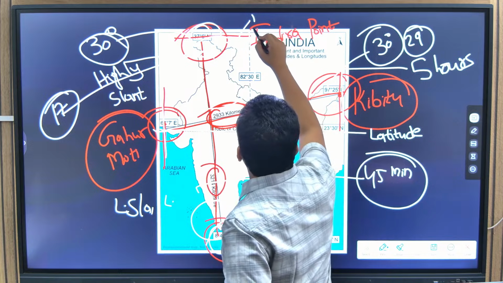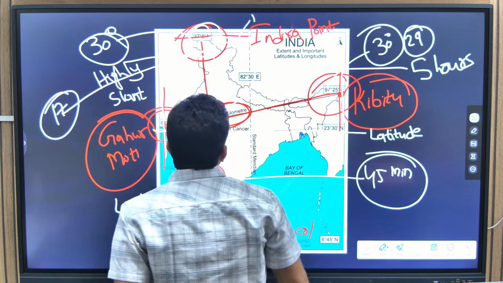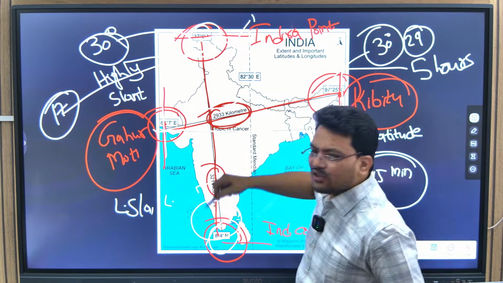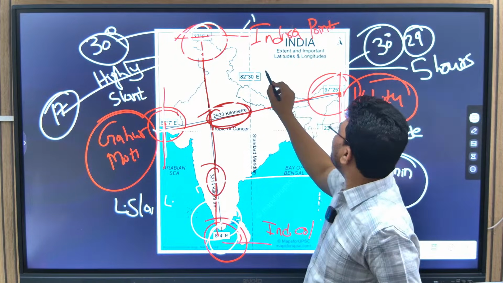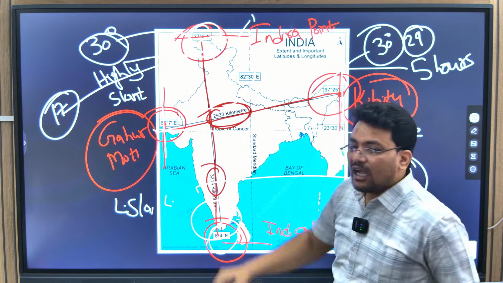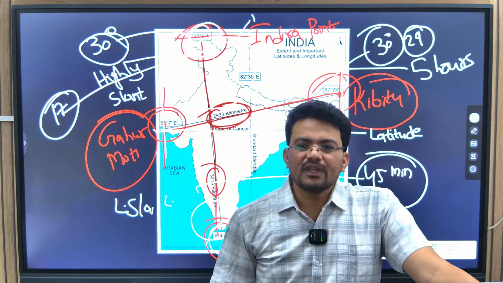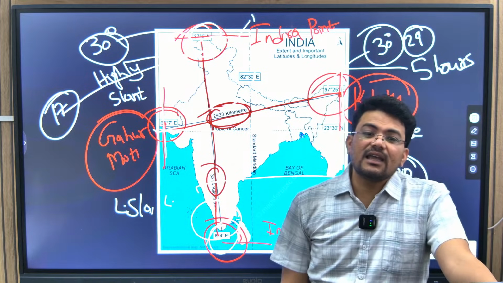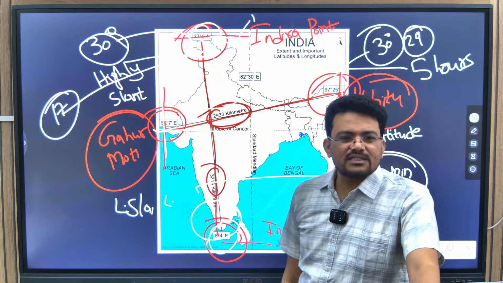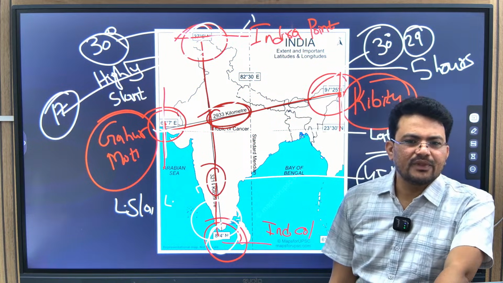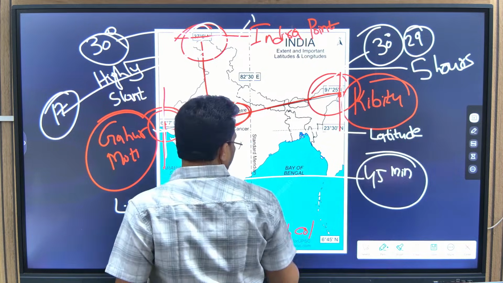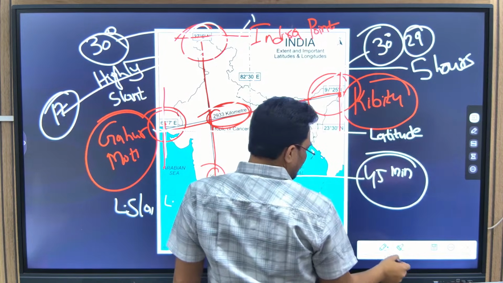Now come to the longitudes. Though there are many longitudes passing through India, we are emphasizing one longitude, that is 82.5 degrees east. We have taken it as Indian Standard Time. So Indian Standard Time passes through how many states? You must be knowing already. You can remember this by the code MOUCA.